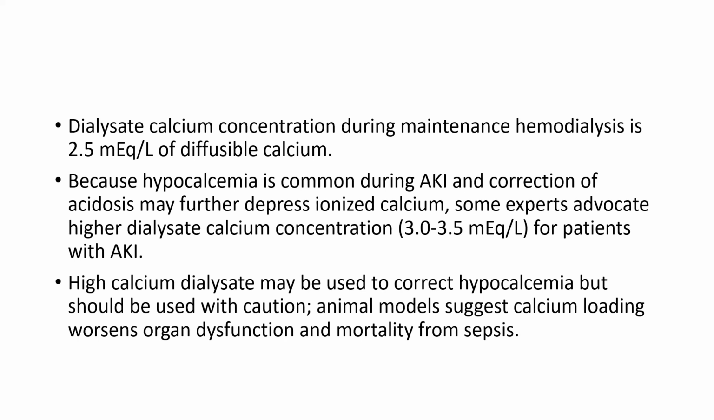Dialysate calcium concentration during maintenance hemodialysis is 2.5 milliequivalents per liter of diffusible calcium. Because hypocalcemia is common during AKI, the correction of acidosis further depresses ionized calcium. Some experts advocate a higher dialysate calcium concentration, that is 3 to 3.5 milliequivalents per liter, for patients with AKI. High calcium dialysate may be used to correct hypocalcemia, but should be used with caution. Animal models suggest calcium loading worsens organ dysfunction and mortality for sepsis.